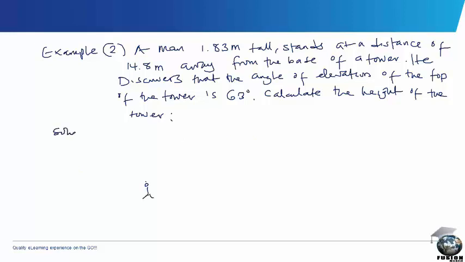Solution. If this is a man, and we are told that the man is 1.83 meters tall, and he stands at a distance of 14.8 meters away from the base of a tower, and this is our tower.